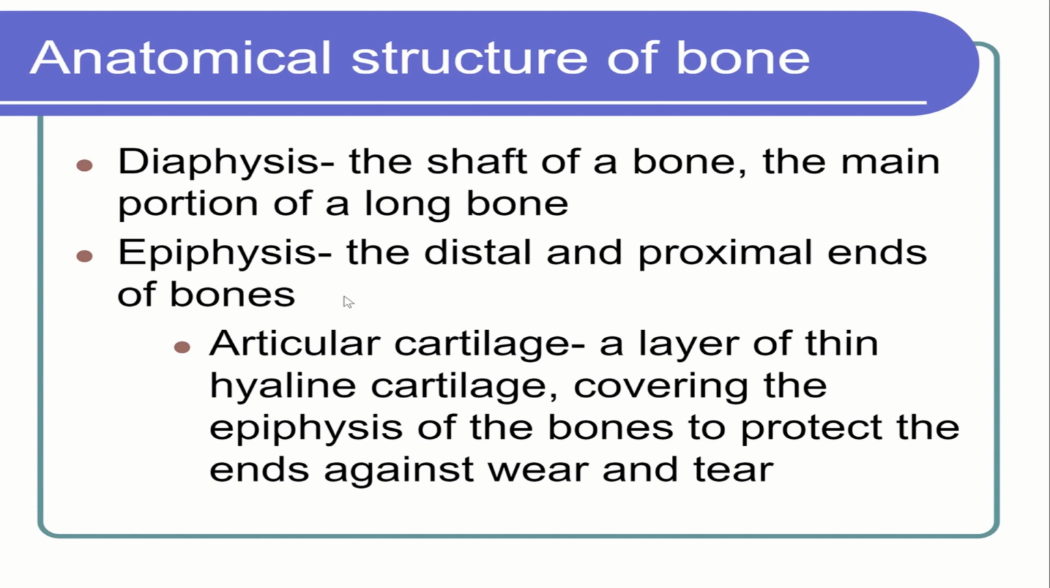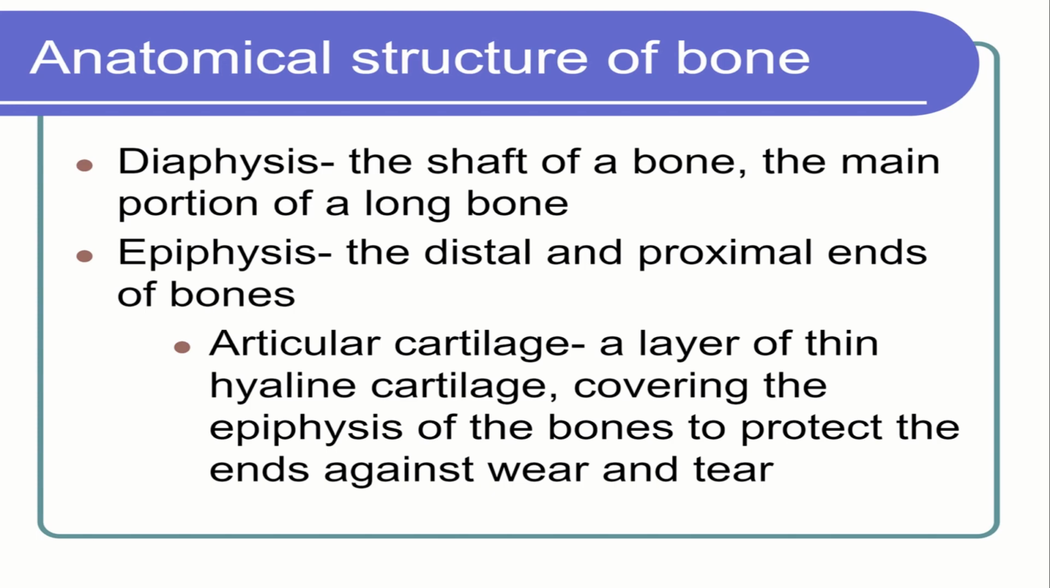So let's talk a little bit about how a bone is structured. The diaphysis is the shaft of the bone, or the main portion of a long bone specifically. The epiphysis is the ends of that bone. We talk about distal and proximal ends because remember, distal means further from the core of the body. Proximal is closer to the central portion of the body.